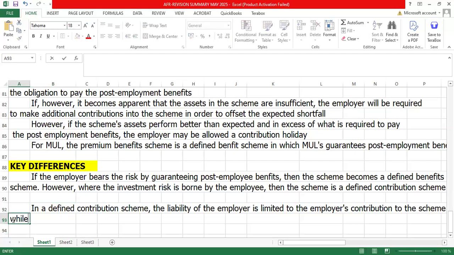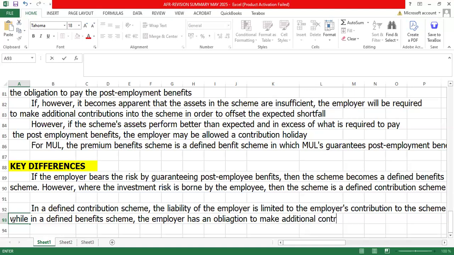While in a defined benefits scheme, the employer has an obligation to make additional contributions into the scheme. What does this one mean?